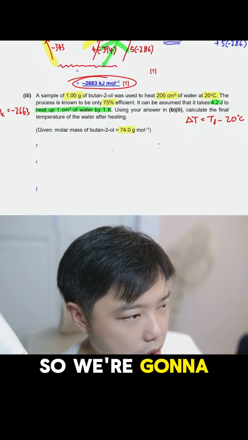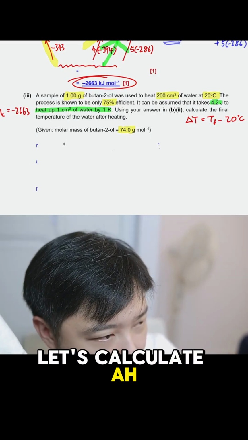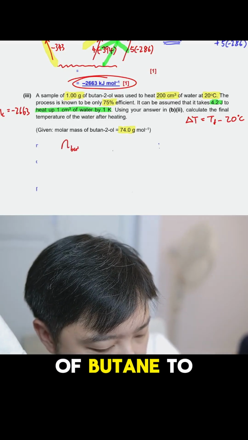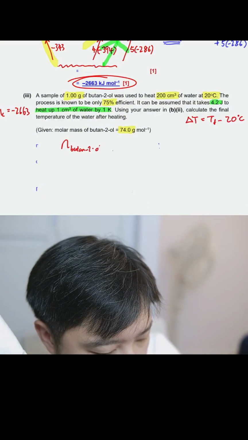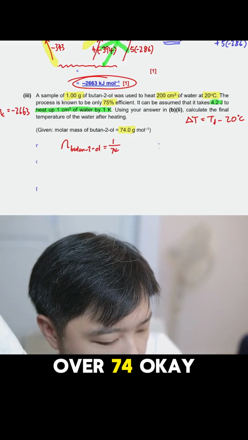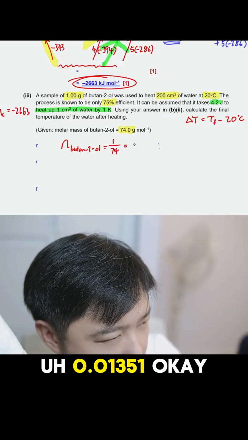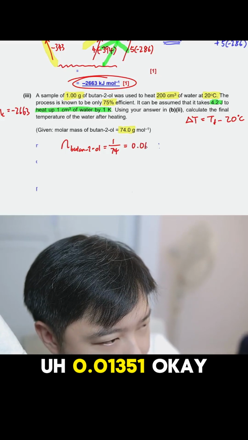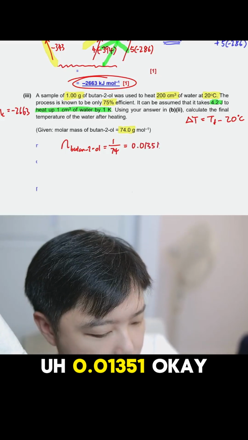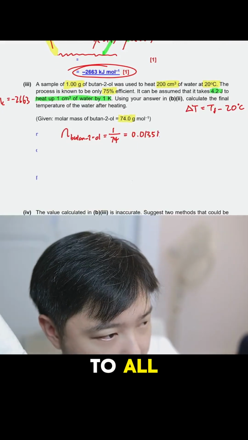Okay, so we're going to start our journey working backwards. Let's calculate the number of moles of butan-2-ol, which is equal to 1/74. If you have a calculator, you can work this out. This is 0.01351. So this is the number of moles of butan-2-ol that was combusted.